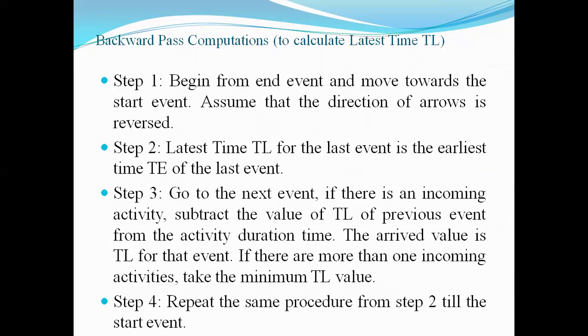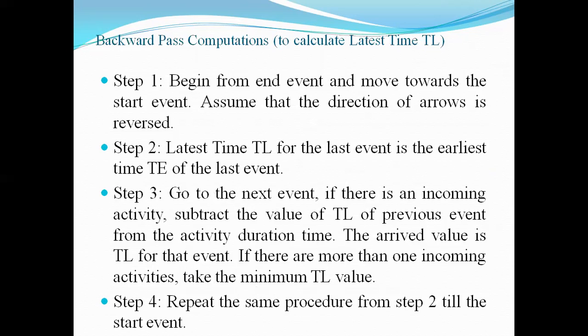If more than one activity comes onto the same event, then in the case of TE, we take the maximum value. For the TL, we have to take the minimum value. Just what is written over here. You have to take the minimum TL value. Step 4 is, you have to repeat the process until you attain the starting point.